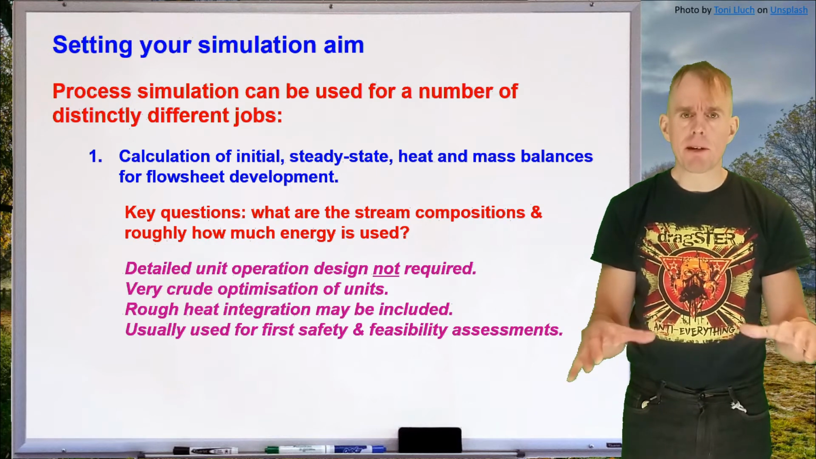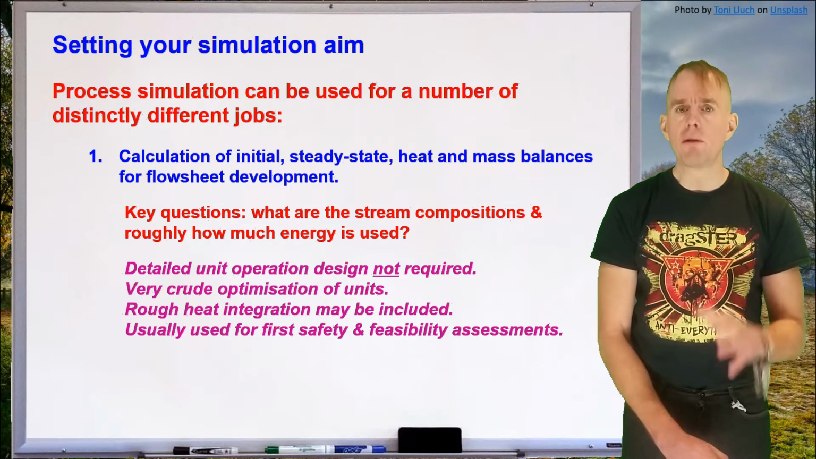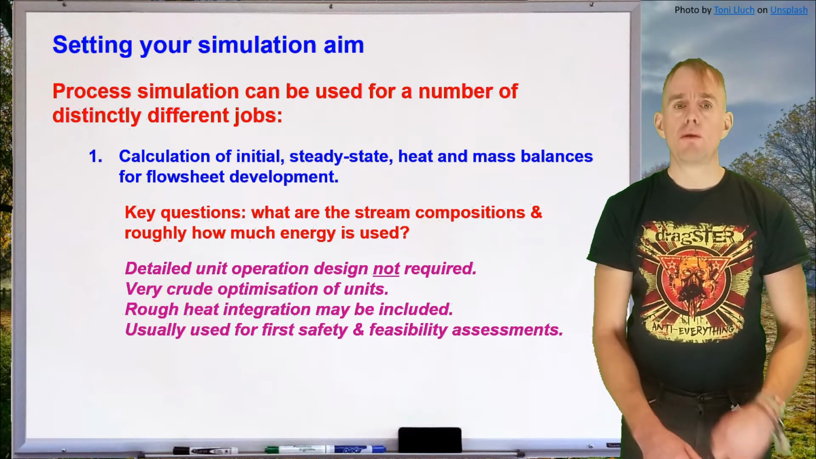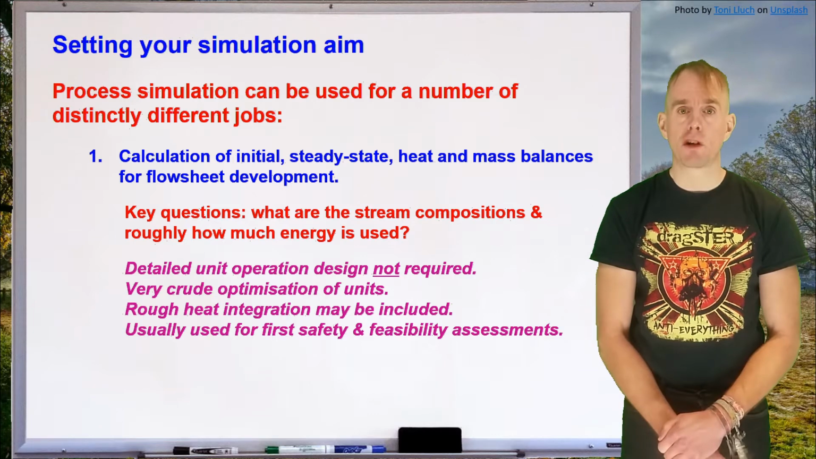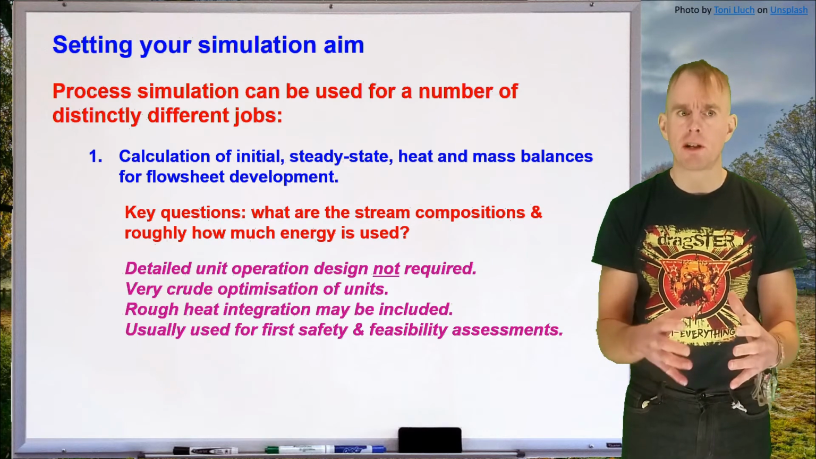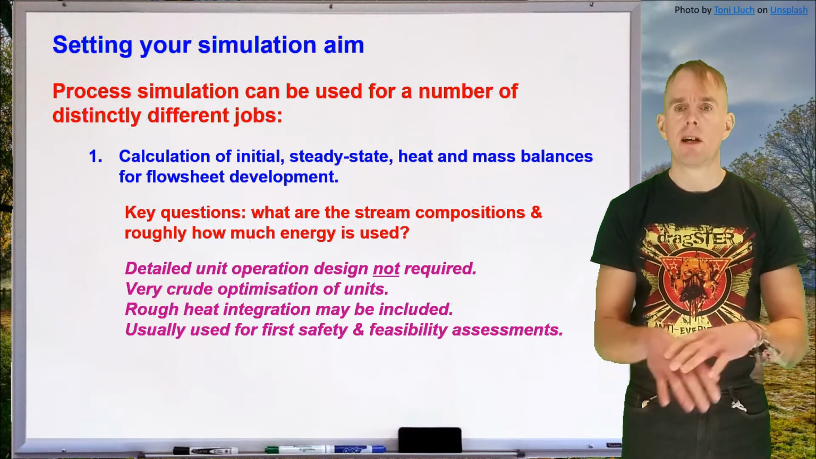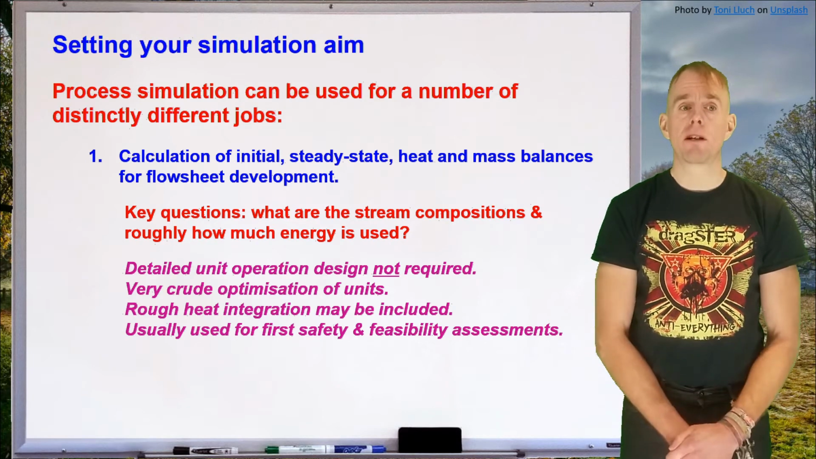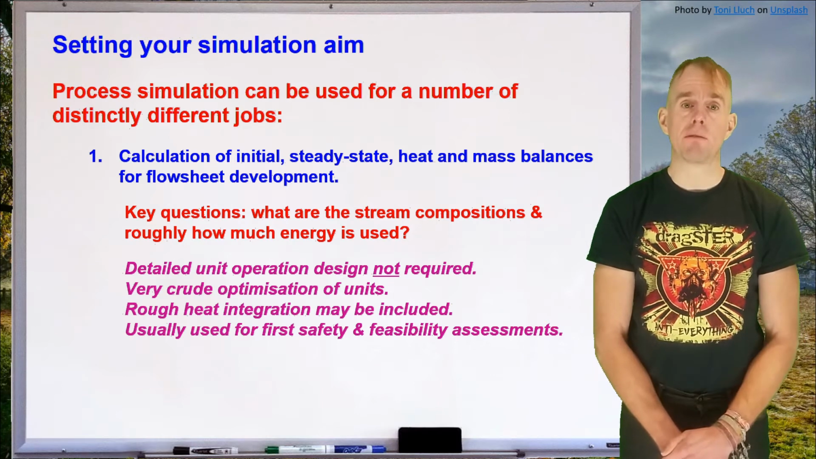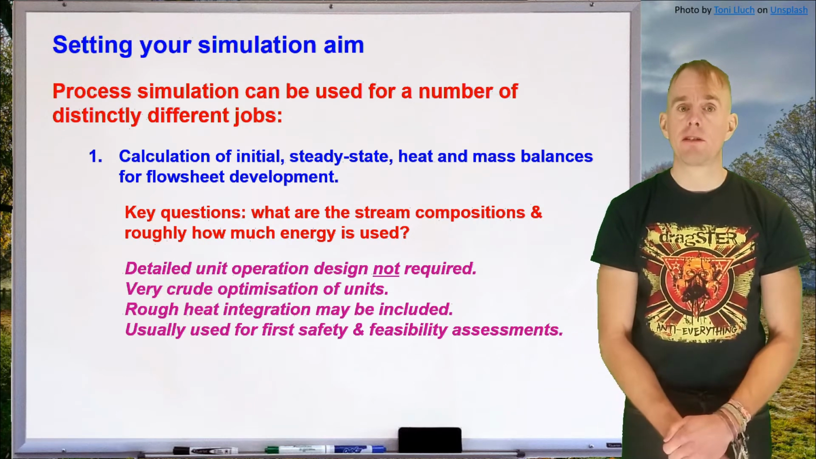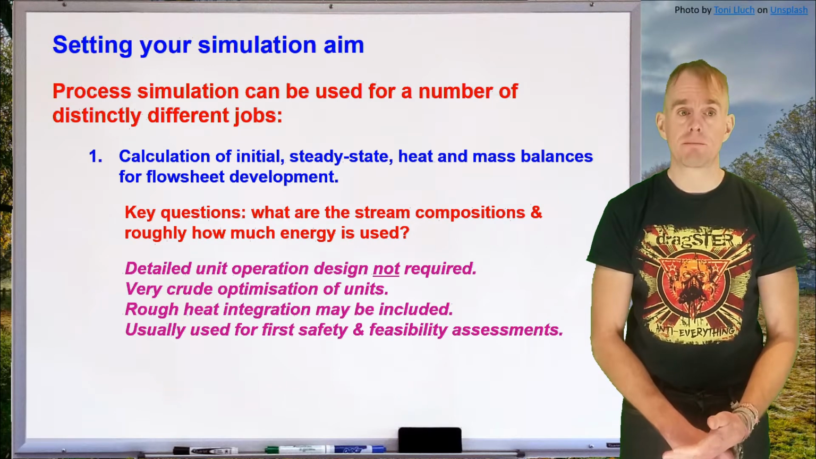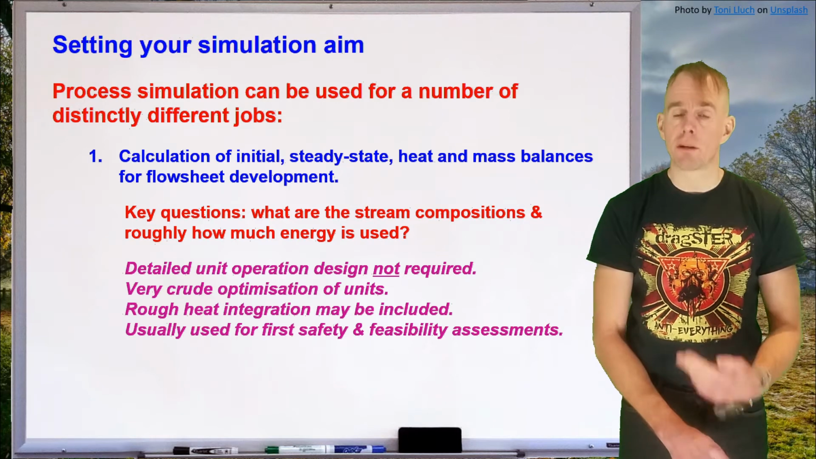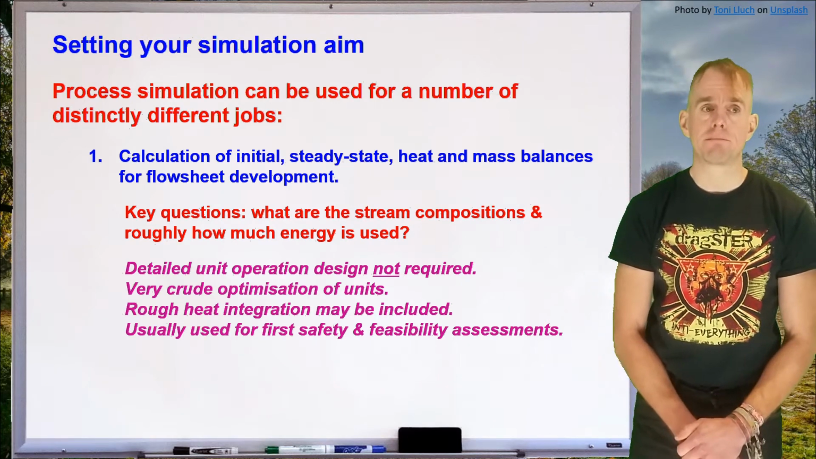Now, if we think about this from a flowsheet perspective, we don't need detailed unit operation design to fulfill this goal. You might wish to have approximate unit operations, but with those approximate unit operations to have some kind of crude optimization so that they're operating roughly correctly. You might also wish to include the first heat integration schemes, since that is very, very important in determining your overall energy use. So these are usually used for safety and feasibility studies, and sometimes for sustainability studies.